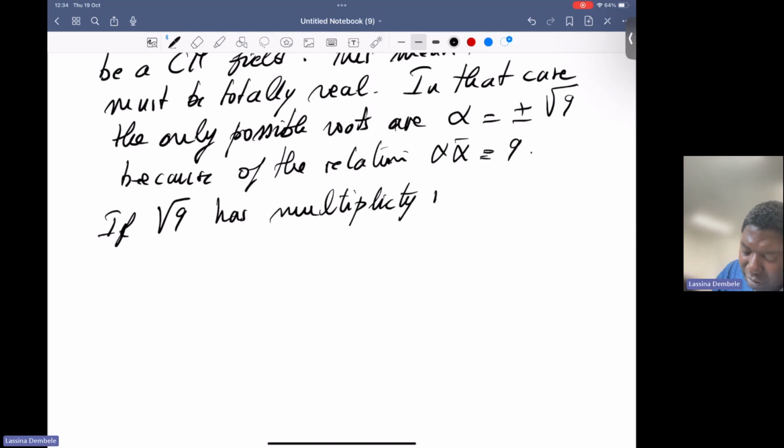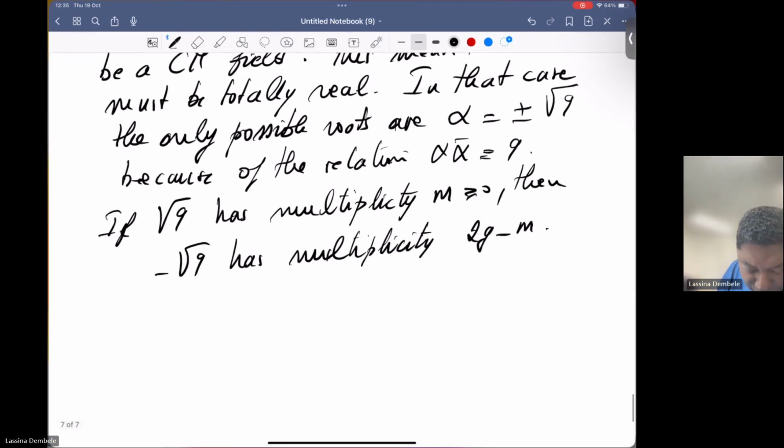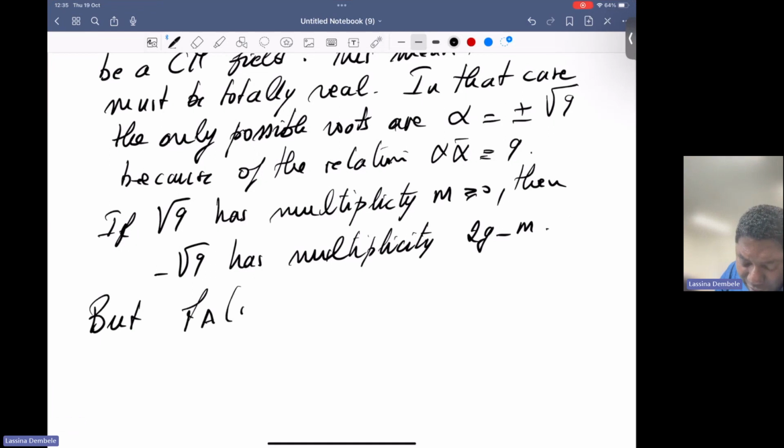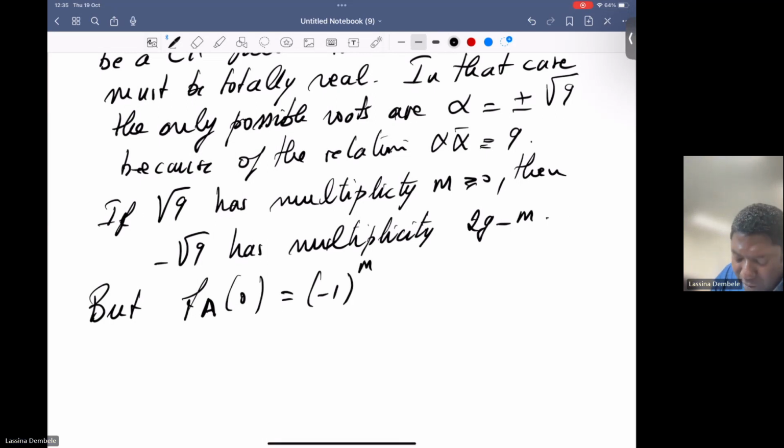Right. So multiplicity m. The key thing here is that you can relate these multiplicities to the root of the polynomial. Because the degree of the polynomial is 2g, this would have a multiplicity of 2g minus m. And now, if we look at the value of our polynomial at 0, then this would simply be minus 1 to the m times q to the g.